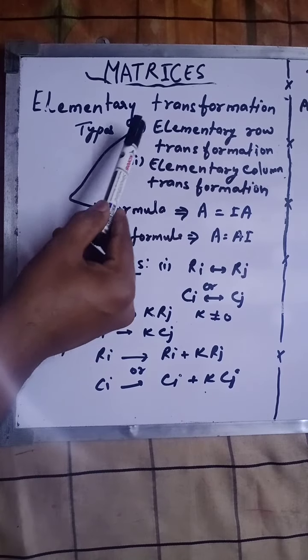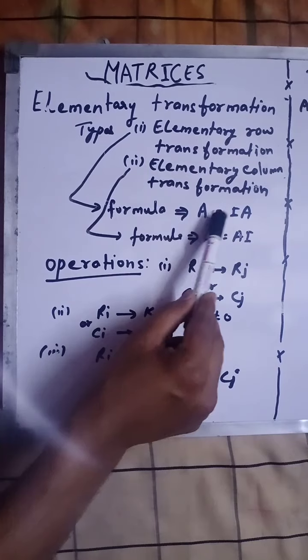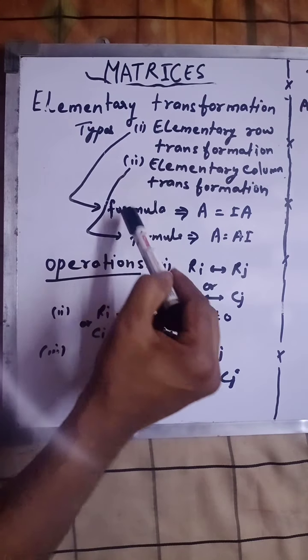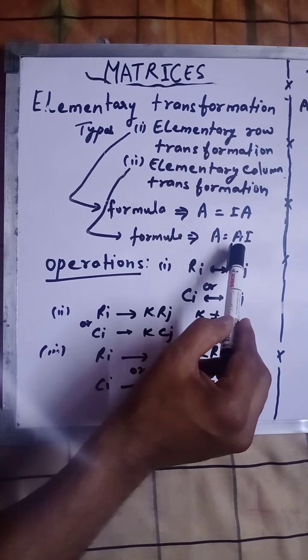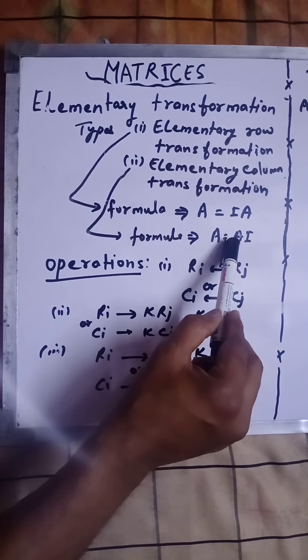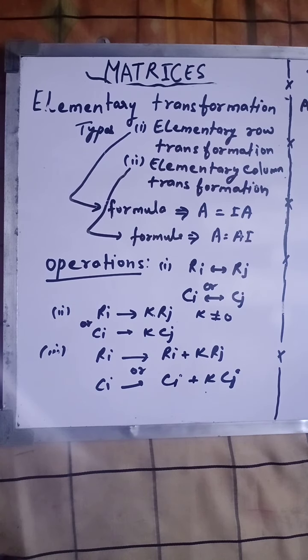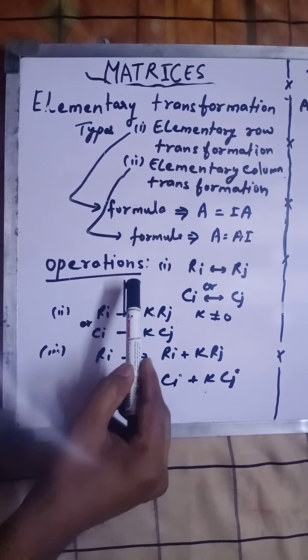In elementary row transformation, your formula is A equals IA. And for elementary column transformation, the formula is A equals AI. I will tell you when we take an example and solve the question how you can apply these formulas. Now we were talking about operations before, so let's study what the operations are.